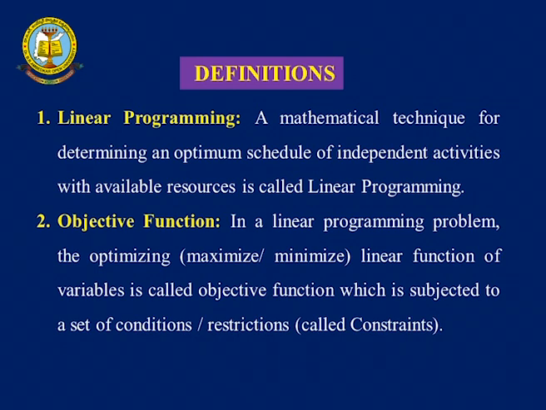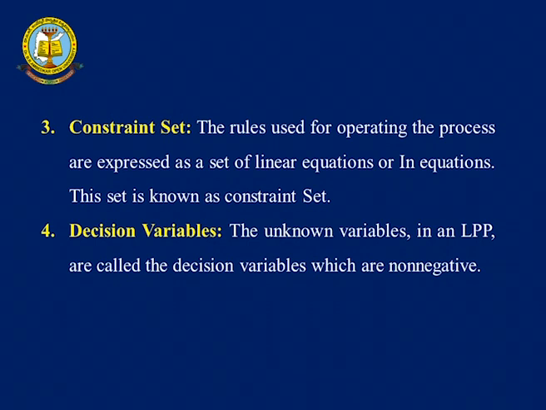In a linear programming problem, the linear function of variables to be optimized is called the objective function. So the function we are going to either minimize or maximize is called the optimization function. And coming to the constraints: based on certain constraints, we have to solve the given LPP. The rules used for operating the process are expressed as a set of linear equations or inequations. This set is known as the constraint set.